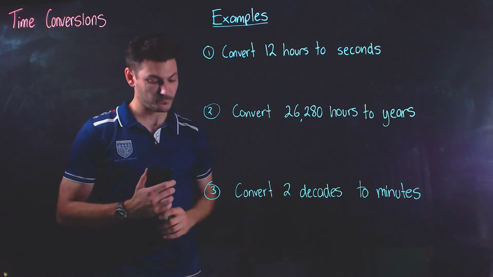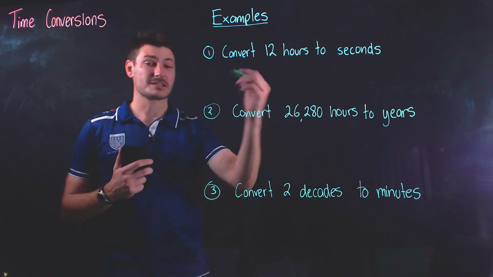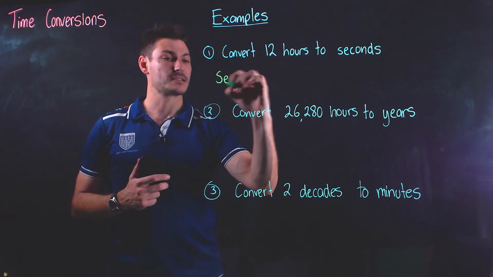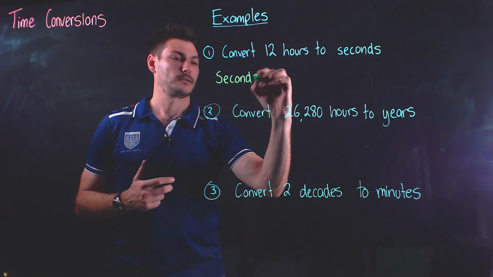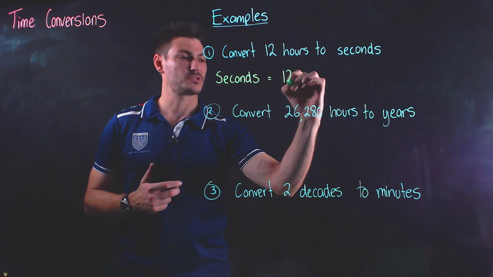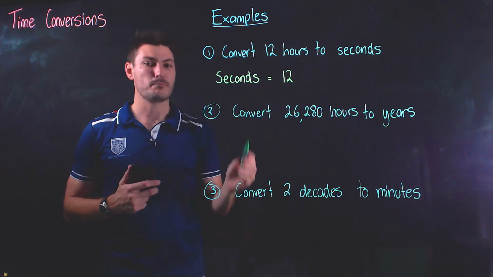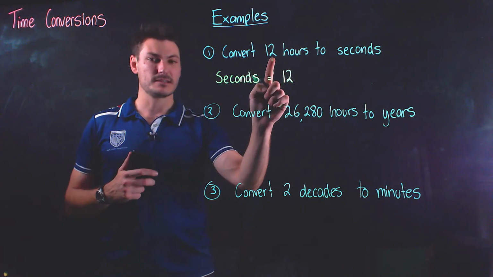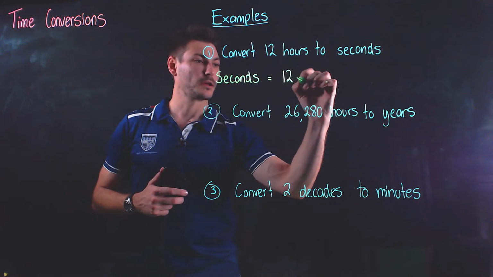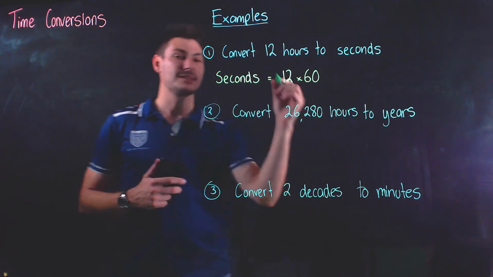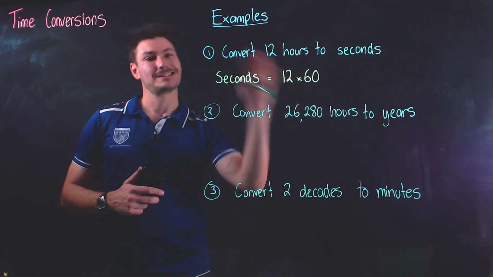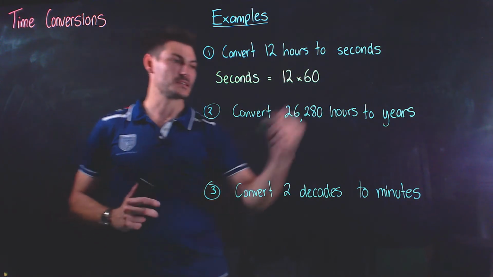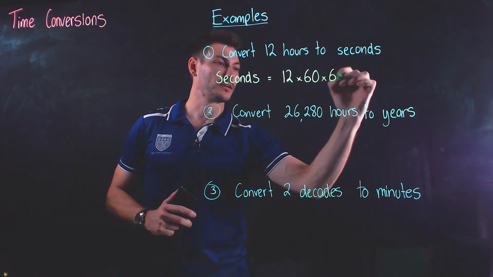And so as we go from hours to minutes and then from minutes to seconds, we're going to be multiplying each time. Okay, so first thing I'm going to do is start with my 12, because that's where I'm starting. So I'm going to say the number of seconds equals 12. And then to get from hours to minutes, I need to multiply by 60, because for every hour there are 60 minutes. And then to get from minutes to seconds, I need to multiply by 60 again, because for every minute, I have 60 seconds. So another multiplication by 60.